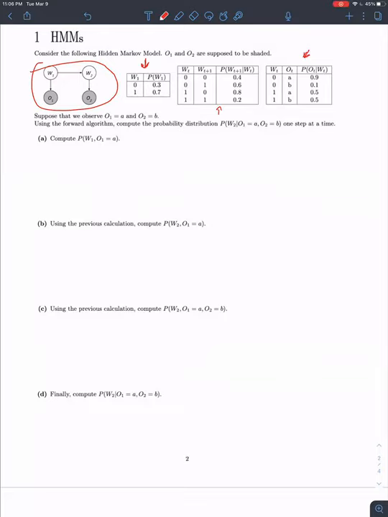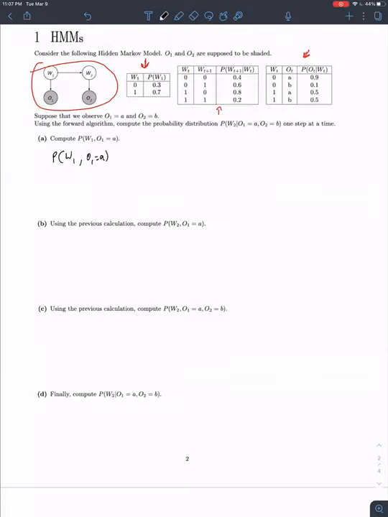All right, so we're observing O1 is A and O2 is B. Now our job is to use the forward algorithm. We want to get a probability distribution of W2, given that O1 is A and O2 is B. And we're going to do that one step at a time. First, what's the probability of world 1 and O1 is A? So it's just a joint probability. Probability of W1 and O1 equals A.